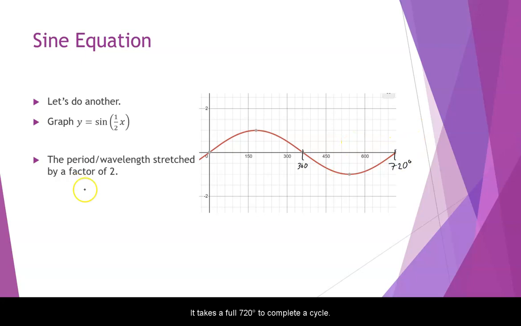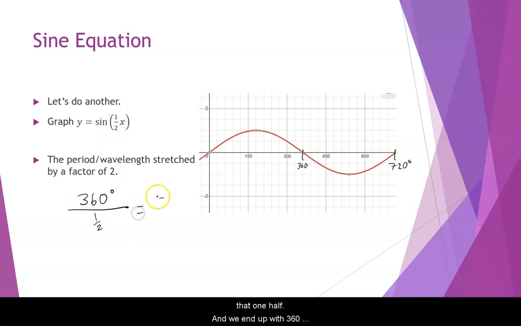Instead of completing a cycle in 360 degrees, which is this midpoint right here, it takes a full 720 degrees to complete a cycle. Again, if our period is usually 360 degrees, we're going to just divide by that 1/2, and we end up with 360 times 2, because dividing by a fraction is the same as multiplying by the reciprocal, and we have 720 degrees for our period.